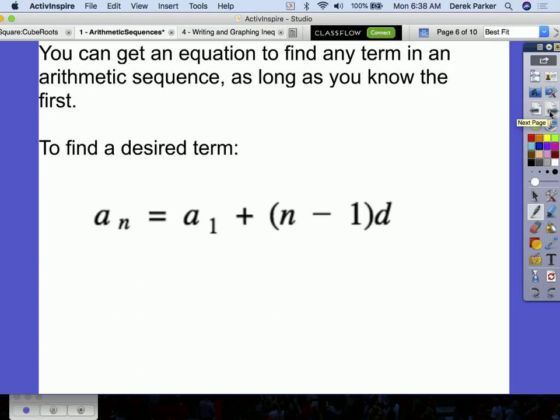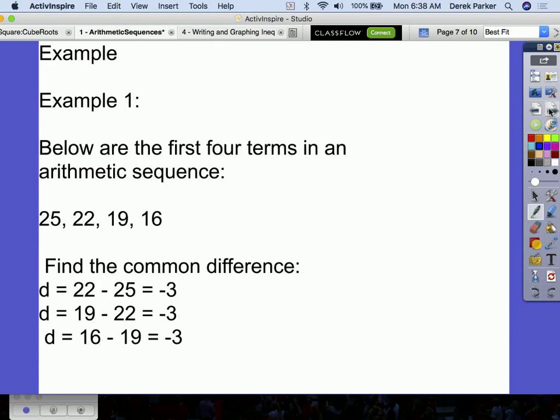You can get an equation to find any term in an arithmetic sequence. In my opinion, this is my favorite way to do it, as long as you know the first term and you know the common difference. This is my favorite because it works for any number. You can find any desired term in a sequence.